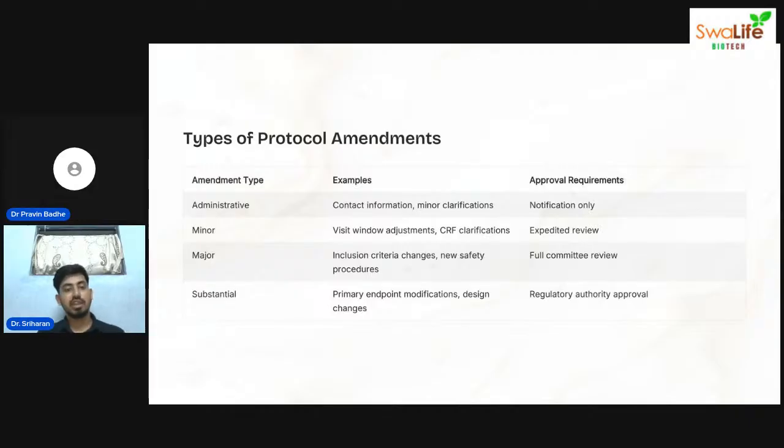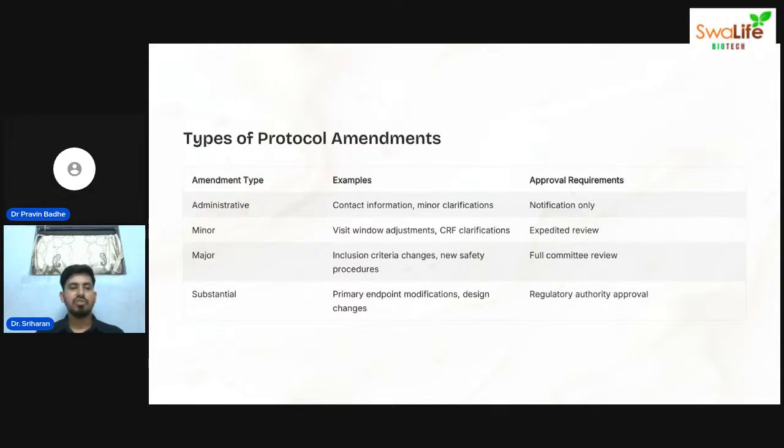Major means you are changing the inclusion criteria, including or excluding someone, or adding any new safety procedure or safety guidelines to protect the patient. It should go through a full committee review by the ethical committee, and also be reviewed by the DSMB and the DGCA.